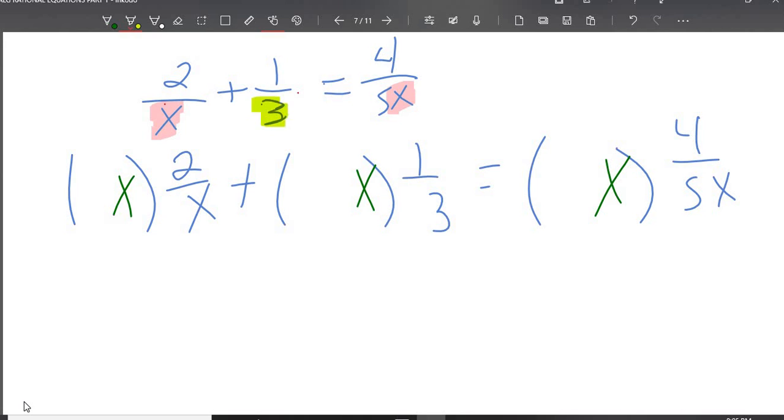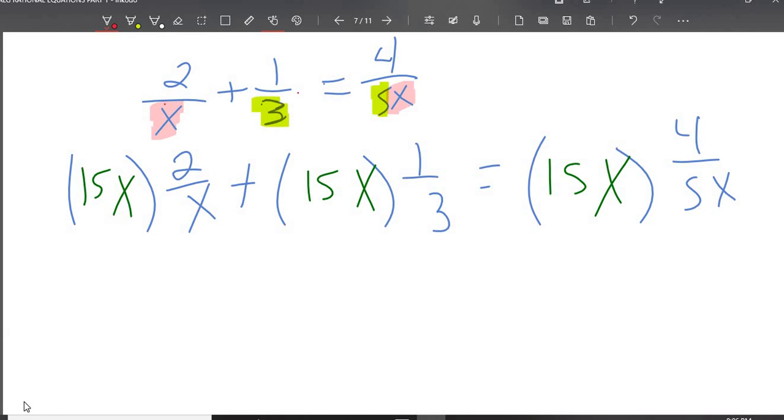Now I've also got a 3 and a 5 in the denominator. I've got to find the common denominator between the 3 and 5, which is 15. Because there was an x, the x has to go in parentheses. Then we find it for the two numbers, the 3 and the 5, which is 15.